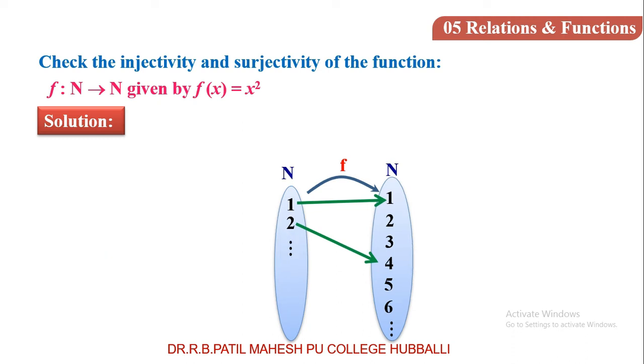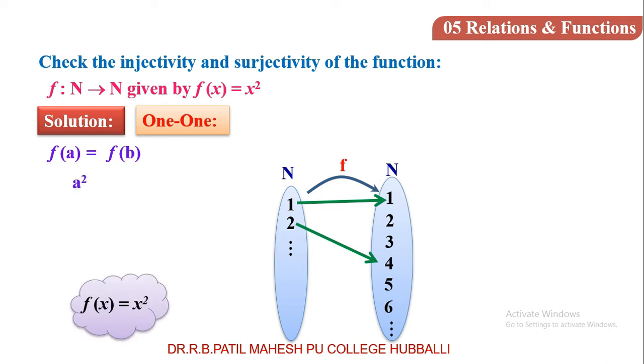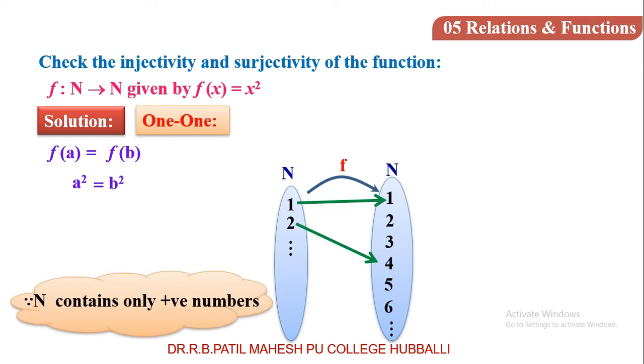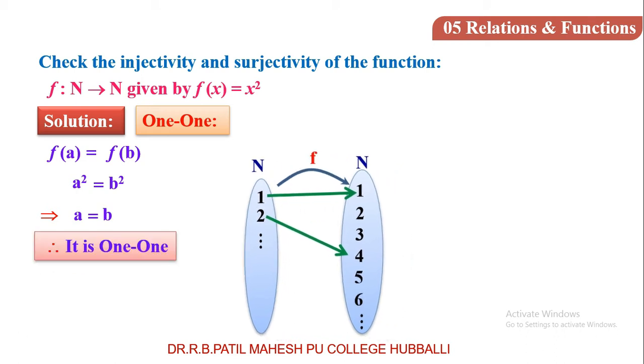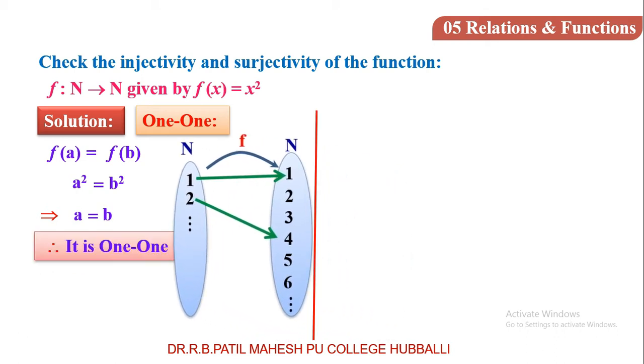That I can prove in general. Taking a and b as two elements, f of a equal to f of b. f of x is x square. If you take a, that will be a square. If you take b, that will be b square. So remember, N contains only positive numbers. Therefore, a is equal to b. Images are equal, elements are also equal. The function is a one-one function. Dear students, do you think this is onto?